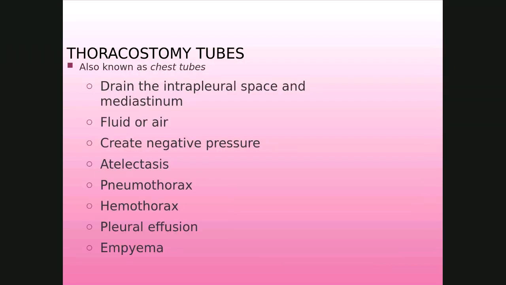After we talk about ET tubes, now we will go into another common tube that we see, which is called a thoracostomy tube. A thoracostomy tube is the technical term. Most of the time you will hear them referred to as chest tubes. The purpose of a thoracostomy tube is to drain the intrapleural space and mediastinum of any fluid or air that might be present. It can create negative pressure. It helps relieve atelectasis, which is a collapsed lung.